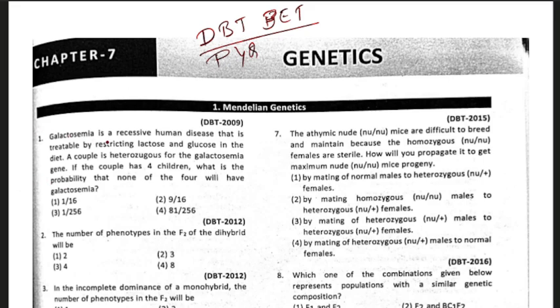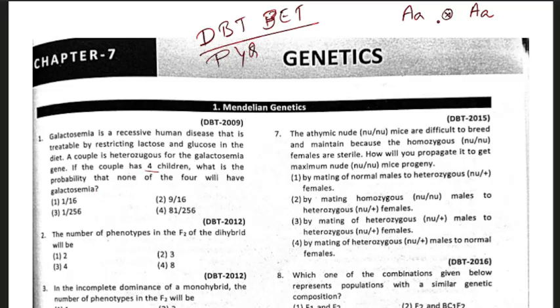Galactosemia is a recessive human disease that is treatable by restricting lactose and glucose in the diet. A couple is heterozygous for galactosemia. Okay, so the couple is, let's suppose, capital A small a, crossing with another heterozygous, that is capital A small a. If the couple has 4 children, what is the probability that none of the 4 will have galactosemia?